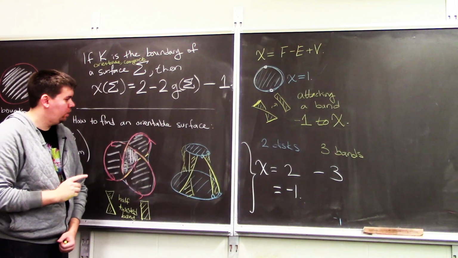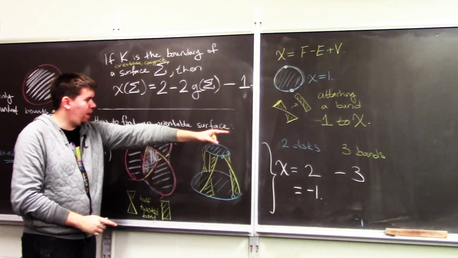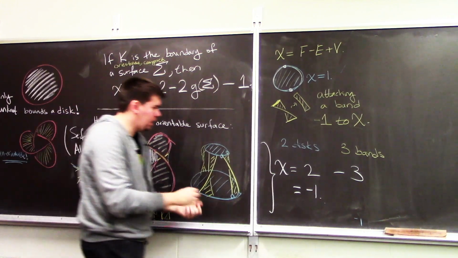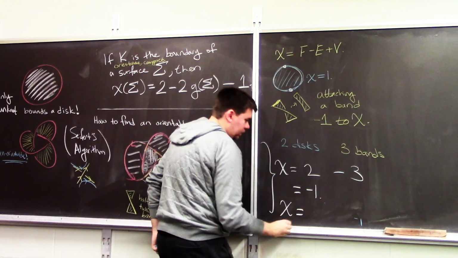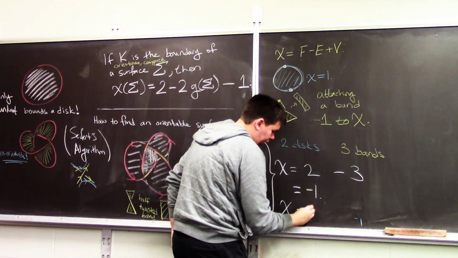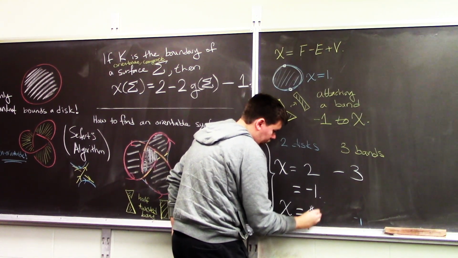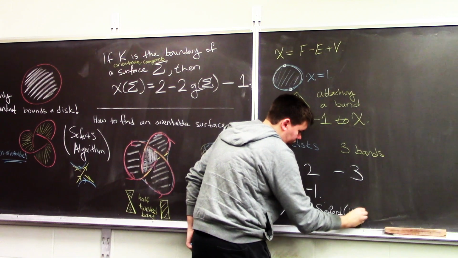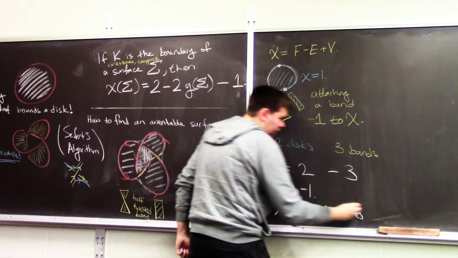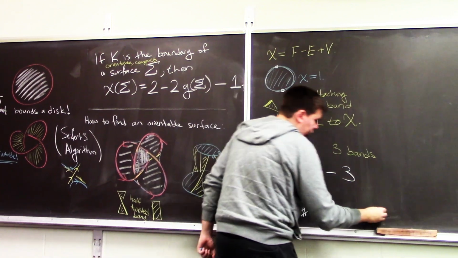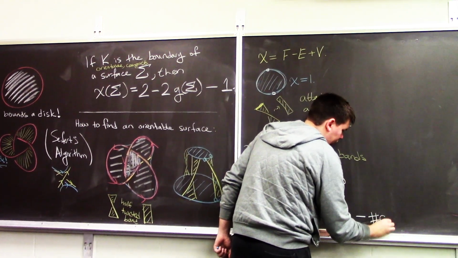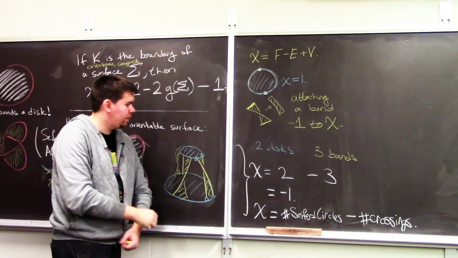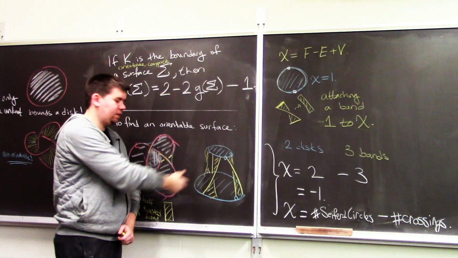In general, we can generalize this. What does each band correspond to? Each band just corresponds to a crossing. So you can say your Euler characteristic is equal to your number of Seifert disks, or your number of Seifert circles, the circles you get from the Seifert algorithm, minus the number of bands, which is the number of crossings. Okay. Euler characteristic of this is negative 1.